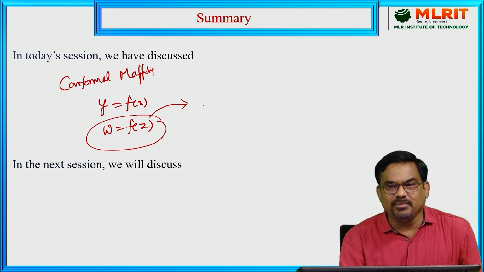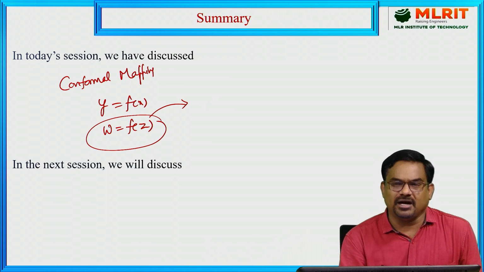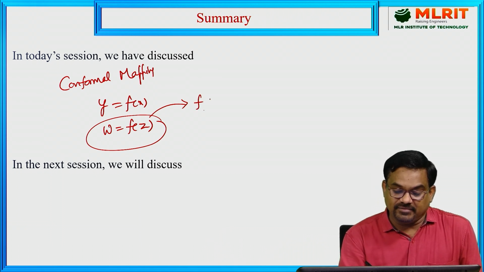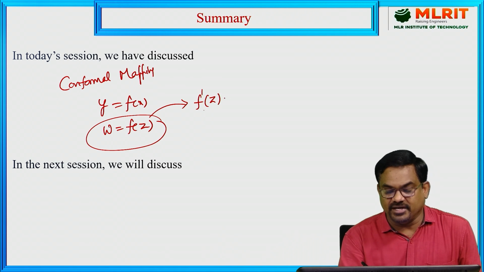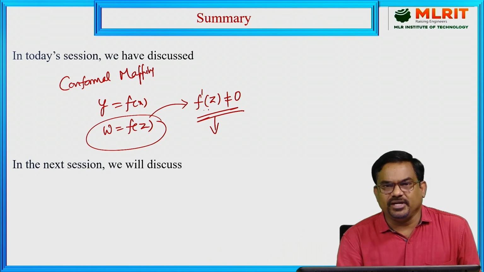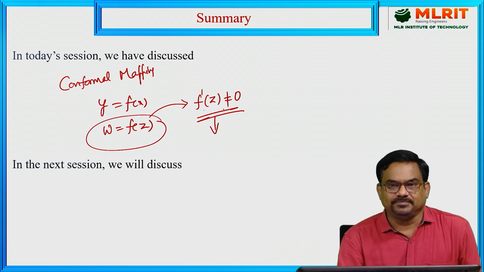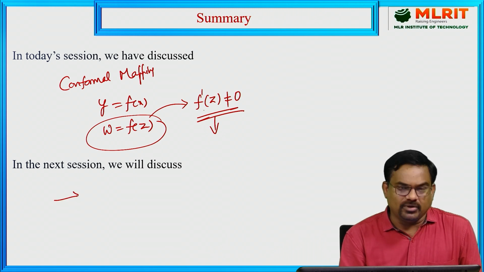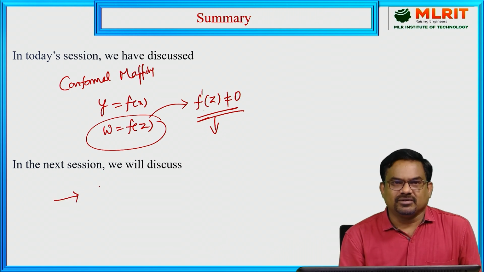So this transformation or mapping is said to be a conformal mapping if the angles are preserved. That means the angle between two curves in the z plane and the angle between the two curves transformed to the w plane must be the same, equal. Or we can say, if the derivative f dash z is not equal to 0, then the function is said to be conformal at that point z. So in the next session, we will continue the same topic and discuss some other transformations or mappings. Thank you very much.